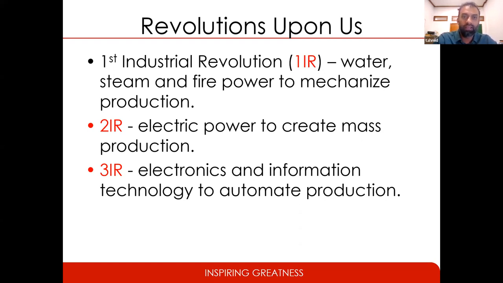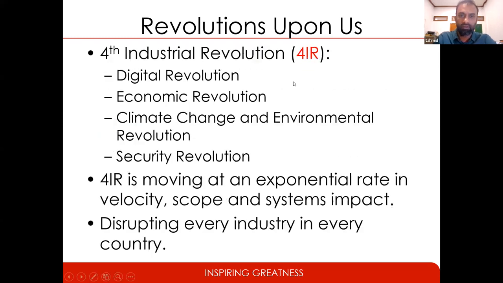Then following on from that, electricity came into play. And so the water, steam, and fire was replaced with electrical power to create mass production, right? To get industry going. Then the third industrial revolution is where electronics and information came to automate production. And that's what has led to where we are at the moment: the fourth industrial revolution. And as you see from the title of the slide, I said it's the revolutions that are upon us, because whether we like it or not, this is happening.